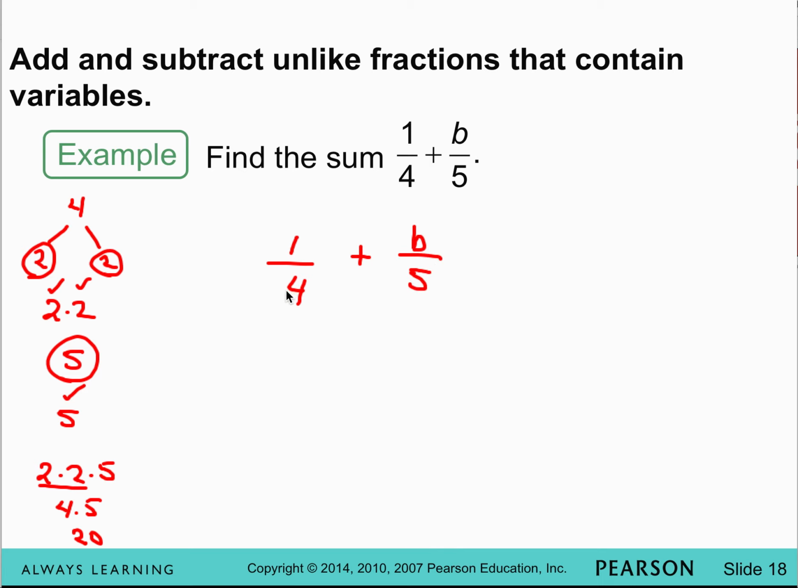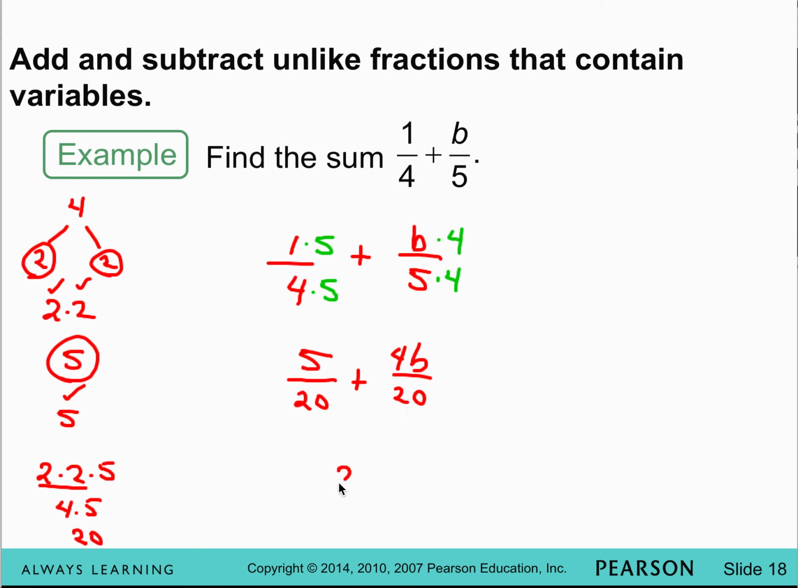What do you do to 4 to make it 20? You multiply it by 5. Whatever you do to the denominator, same thing to the numerator. What do you multiply 5 by to make it 20? Whatever you do to the denominator, same thing to the numerator. Now this is 5 over 20. And this is 4 times b is just 4 times b.